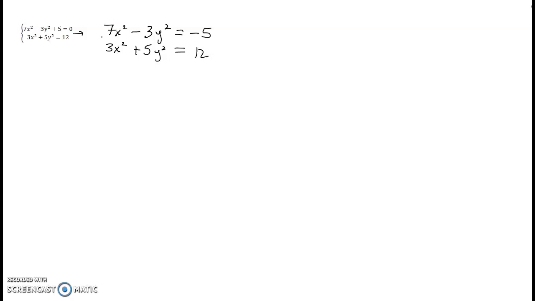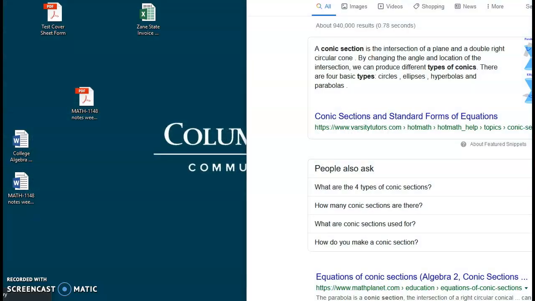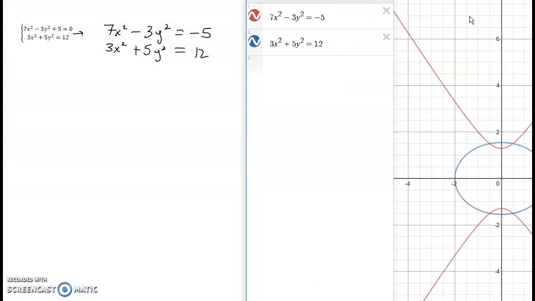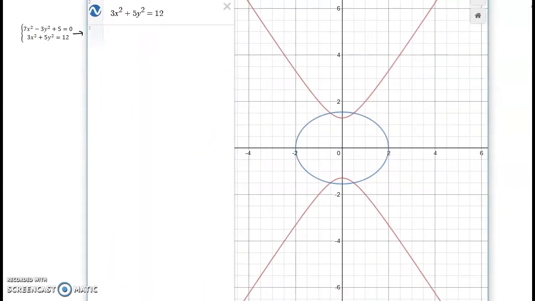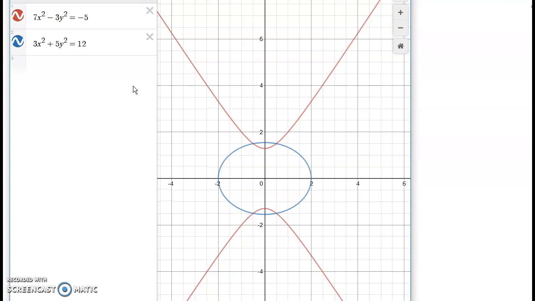And this top one, when you have an x squared minus a y squared, you're going to see something called a hyperbola. I'm going to show you a graph of these just so you can see what we're taking a look at here. This is the graph that we're taking a look at, and you can see that the red graph, sorry, let me bring this into focus for you. Okay, so the red graph, this is what we call a hyperbola.